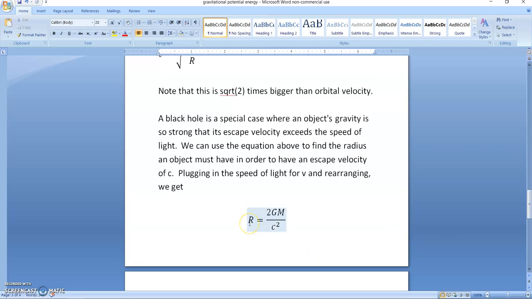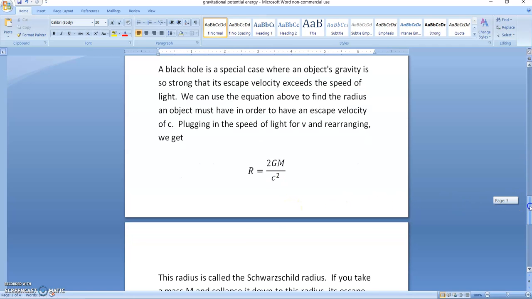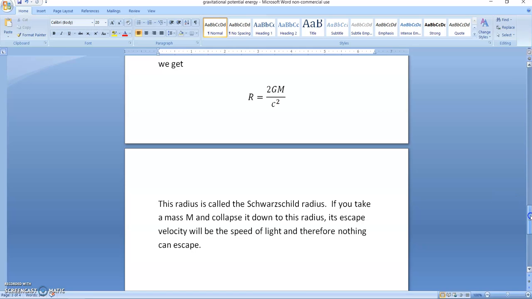The Schwarzschild radius of a black hole is equal to 2GM over c squared, where again c is the speed of light, G is a constant, and M is the mass of the star or whatever is collapsing. You can do it for any object. We could calculate the Schwarzschild radius of Zoe if we wanted to crush her down to an extremely small size and make her into a little mini black hole.